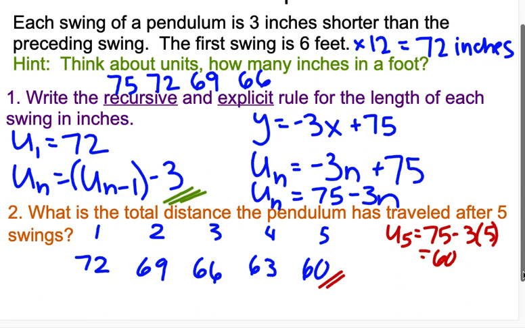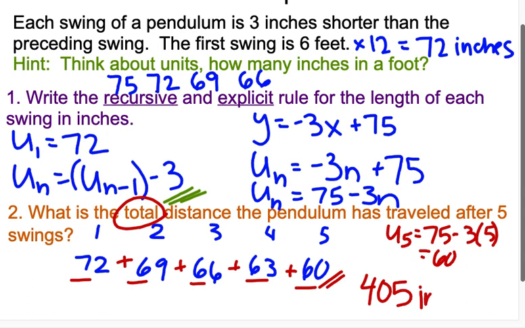But why in this problem is it important to have all 5 of these data points? Because it's asking for the total distance. So what we actually have to do here is add up all 5, which I believe gets us to 405 inches is the distance it has gone in 5 swings. So sure, it was nice to do the shortcut to get to that 60, but this one required we had all the in-between values as well. So the recursive actually came in handy for us here.